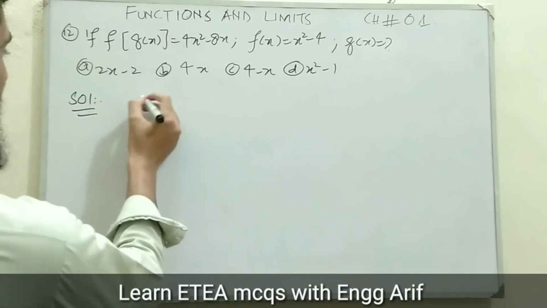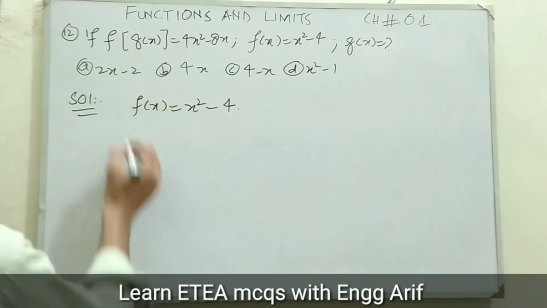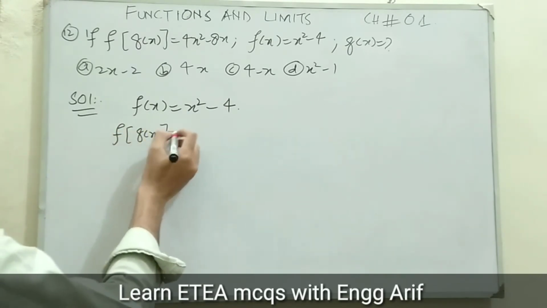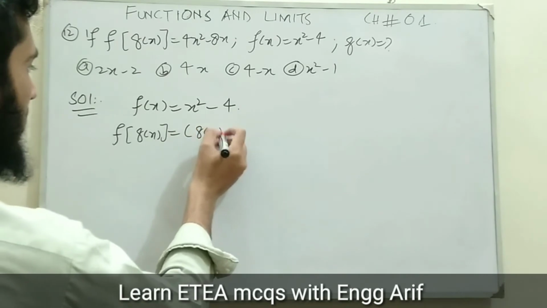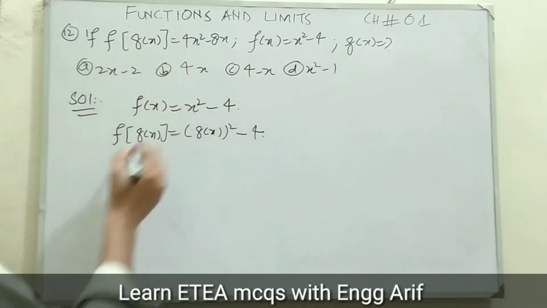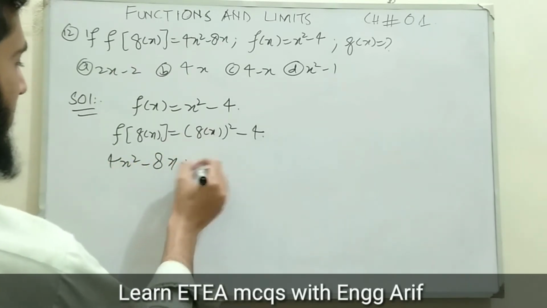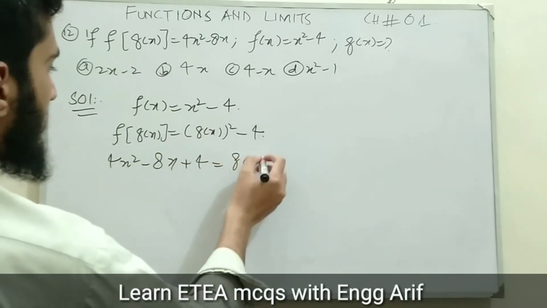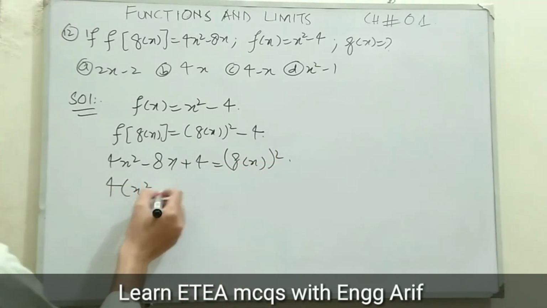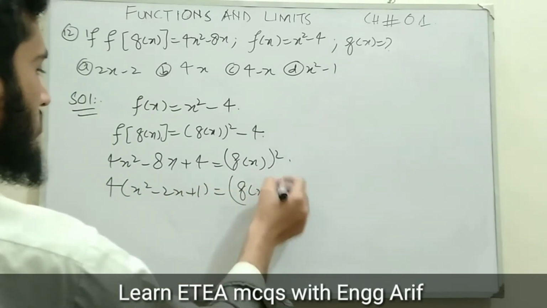So we have f of x given, which is equal to x square minus 4. So replace x with g of x, so it becomes f of g of x equals (g of x) whole square minus 4. Now f of g of x is equal to 4x square minus 8x. So shift minus 4 to the left hand side, it becomes plus 4, is equal to (g of x) whole square. After this, take out 4 common. From here it becomes 4 times (x square minus 2x plus 1) is equal to (g of x) whole square.